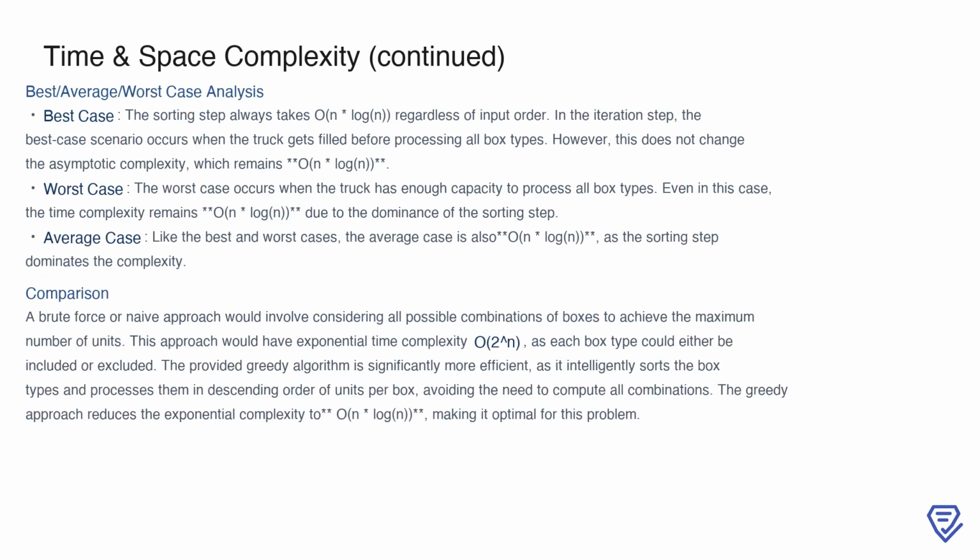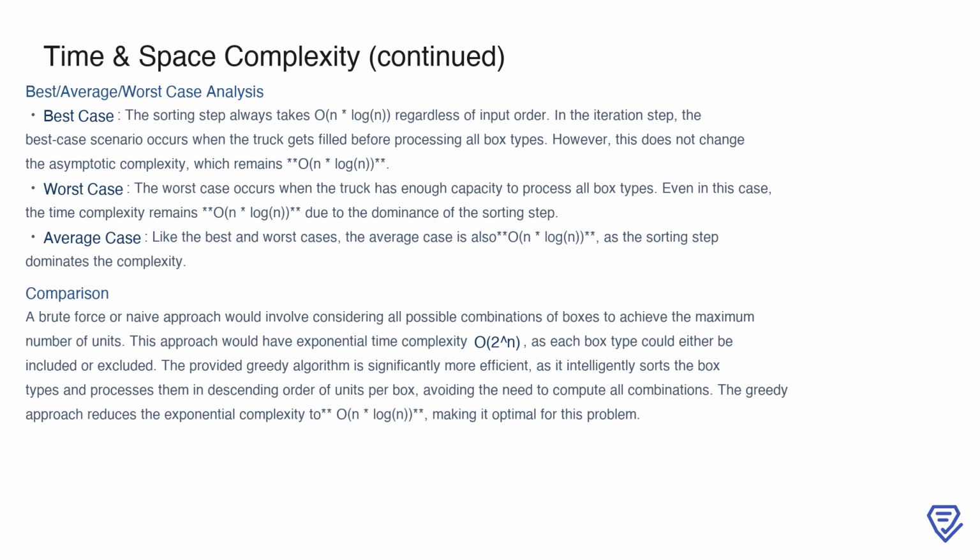Let's examine the best, average, and worst case scenarios. The sorting step, which takes O(n*log n), is consistent regardless of the input order, so its complexity remains the same across all cases. In the iteration step, the best case scenario happens when the truck is filled before processing all box types. However, this doesn't affect the asymptotic complexity, as the sorting step still dominates the overall time. Similarly, in the worst case, the truck has enough capacity to process all box types, but the complexity remains O(n*log n). Even in the average case, the overall complexity doesn't change.